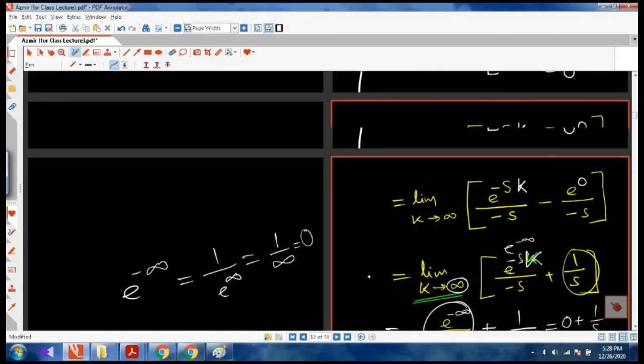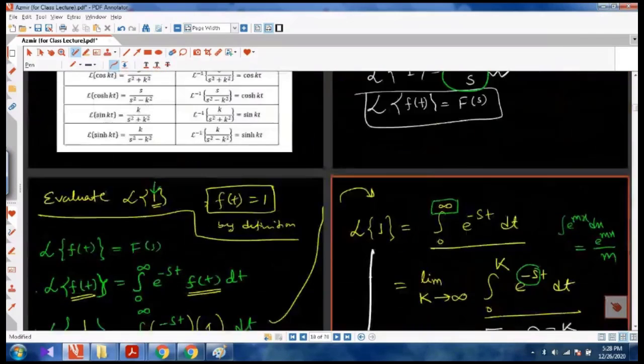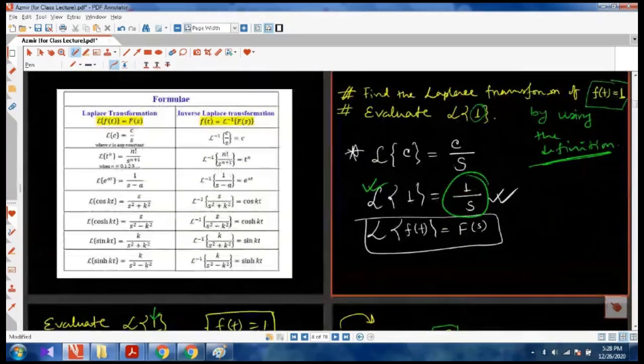Okay, see, we have the same result previously. Laplace transformation of 1 is 1 by s. So have you understood up to now? Yes, sir. So let's hope for the better.